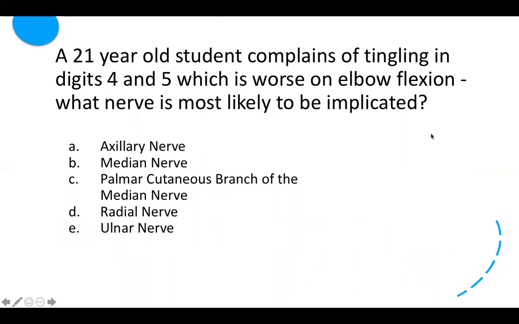Okay, so that brings us on to another question. You've got a 21-year-old student who's complaining of tingling in digits 4 and 5, which is worse on elbow flexion. What nerve is most likely to be implicated?